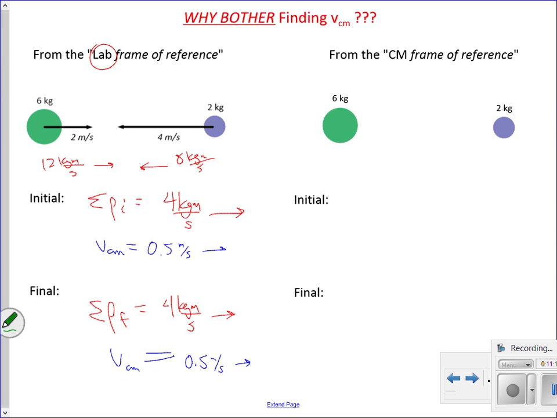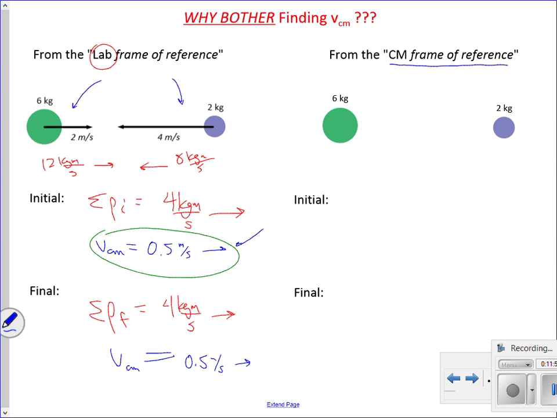Now here's the deal. What if, instead of standing around on the floor here in the lab looking at these objects move like we typically would, we looked at each of those objects from the frame of reference of that moving center of mass? Here's this object moving at 2 meters per second to the right, and this object moving at 4 meters per second to the left. But what if we're literally riding on some other object that happens to be moving at that velocity, 0.5 meters per second to the right?